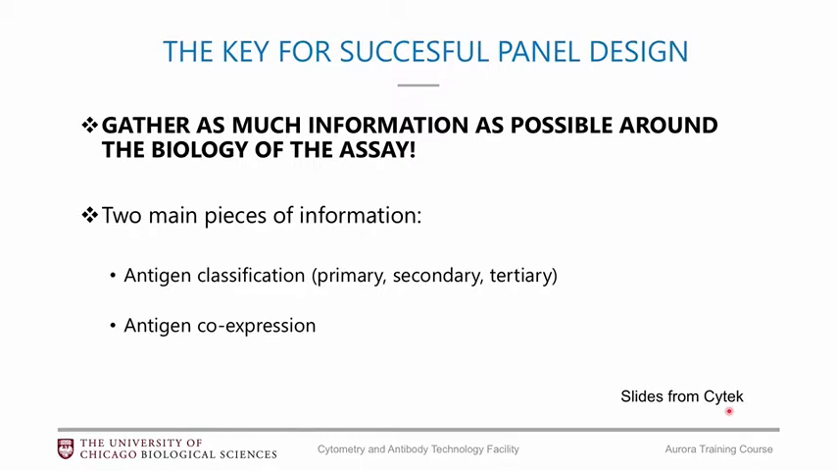Before you design a panel, it's best if you gather as much information as possible. So try to understand the biology of what you're doing, what has been published previously using the markers that you're utilizing, and then ideally classify your antigens into primary, secondary, and tertiary. If you hadn't heard this terminology, I'm going to explain this on the next slide. And then also understand the antigen co-expression, which is very important for designing a panel.